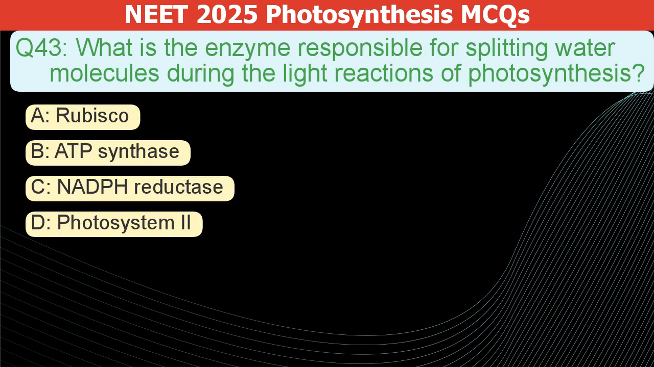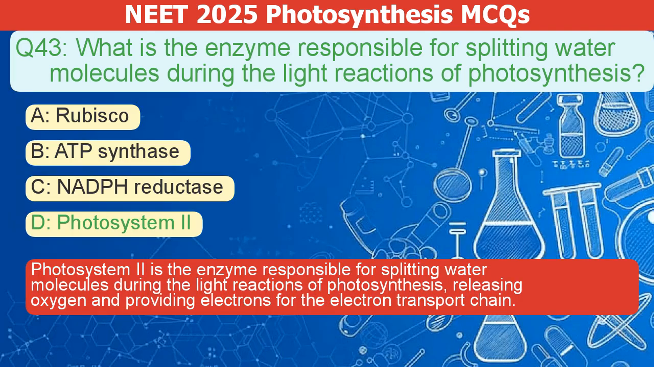What is the enzyme responsible for splitting water molecules during the light reactions of photosynthesis? A. Rubisco. B. ATP synthase. C. NADPH reductase. D. Photosystem 2. The correct answer is D. Photosystem 2 is the enzyme responsible for splitting water molecules during the light reactions of photosynthesis, releasing oxygen and providing electrons for the electron transport chain.